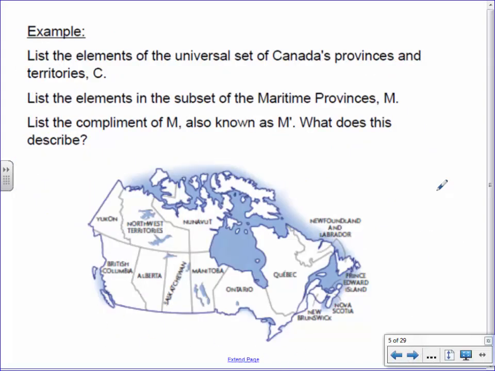Let's do an example here. Really, really simple one. Let's let every province and territory in Canada be our big universal set. We're going to call that C. We often use letters to represent these. So the first thing I want us to do is list all of the elements in the universal set of Canada.